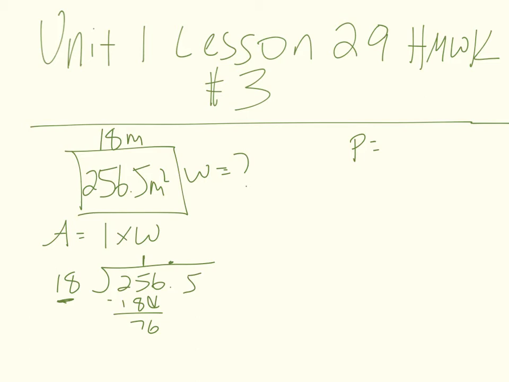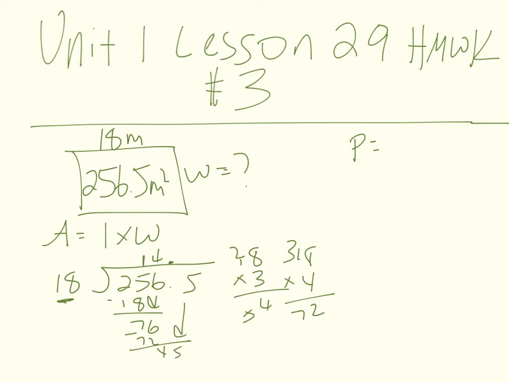Let's try and see what 18 times 3 is. That's only 54, so let's try 18 times 4. And if we did that, we get 72, so that works out well. And we got 72. We subtract and get 4, and then we bring down the 5. So we have 18 into 45, which we know would be twice.